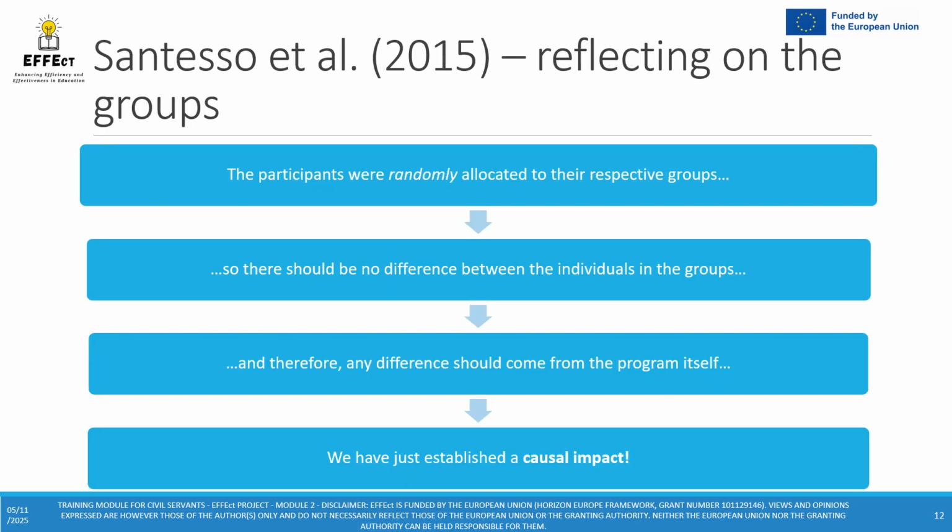But how can we be sure that this impact actually came from the treatment, meaning from the new format? Let's reflect on the groups. The participants were randomly allocated to their respective groups, so there should be no difference between the individuals in the groups, at least on average. And therefore, any difference which would occur between the groups at the end of the treatment should come from the program itself, which means that we have just established a causal impact.